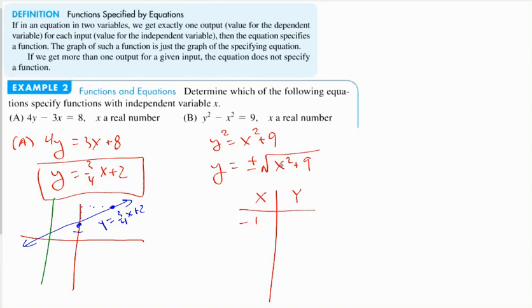If I plug in negative 1, that would give me 1 plus 9 is 10, so it would be the square root of 10, or the negative square root of 10, so plus or minus square root of 10. There's two answers there. If I plug in negative 2, I would get plus or minus the square root of 13. If I plugged in 0, I would get plus or minus the square root of 9.